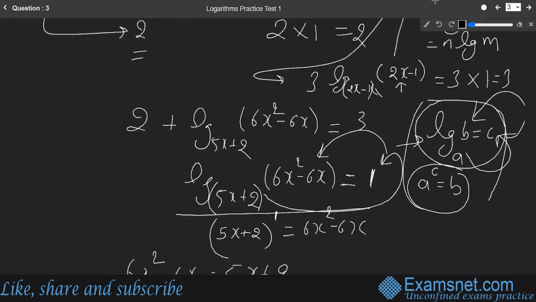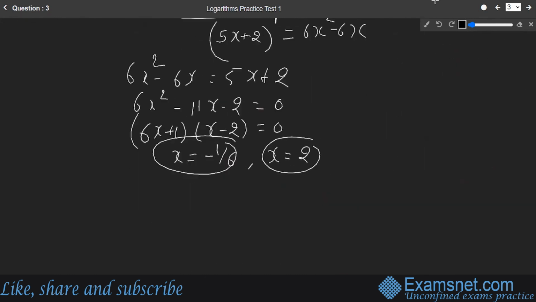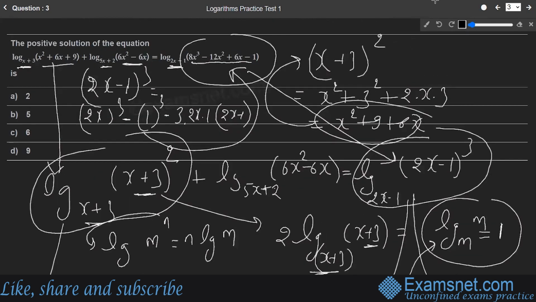Let us see the question again. He had asked in the question for the positive solution. We have got two solutions: one is minus 1 by 6, another one is 2. So obviously the positive solution is 2 itself. That should be the right answer, available in option A, x equal to 2.